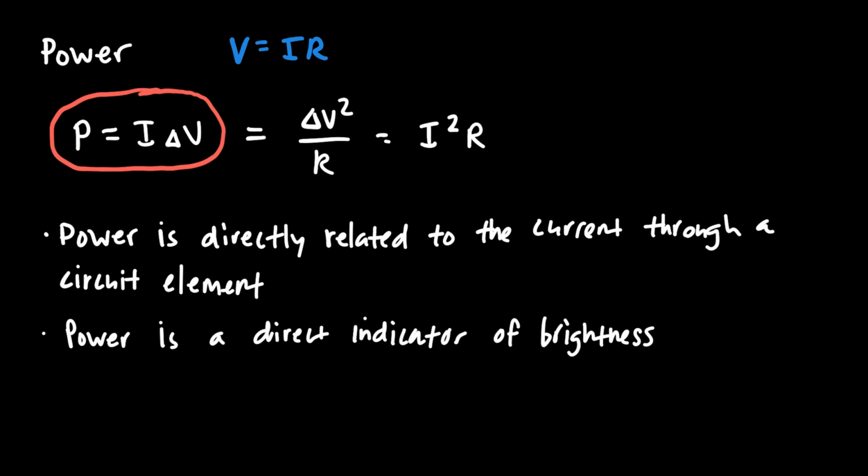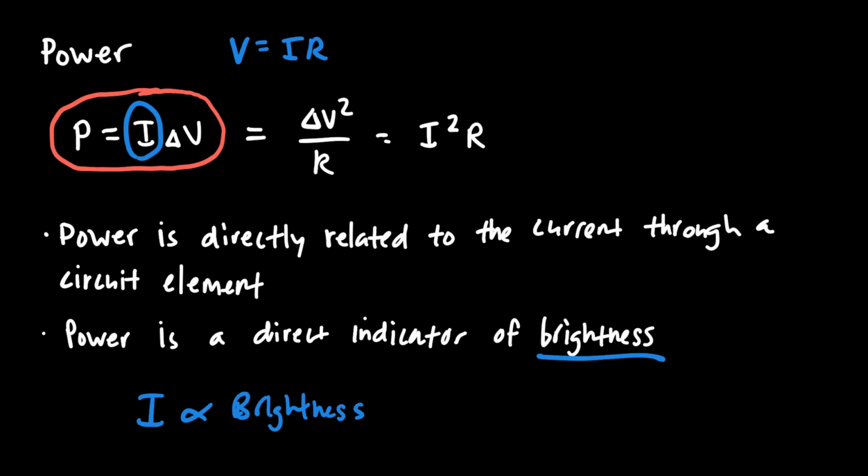And if we had a little bit more time to talk about this, we could show that for a given circuit element in a given circuit, the power is directly related to the current that flows through that device. And because power tells me about brightness, this means there's a relationship between the current through a circuit element and the brightness. So anytime you're asked questions about brightness, you should be thinking about the current and the power. The power dissipated by a light bulb, for example, tells me exactly about the brightness because that's where the brightness comes from.